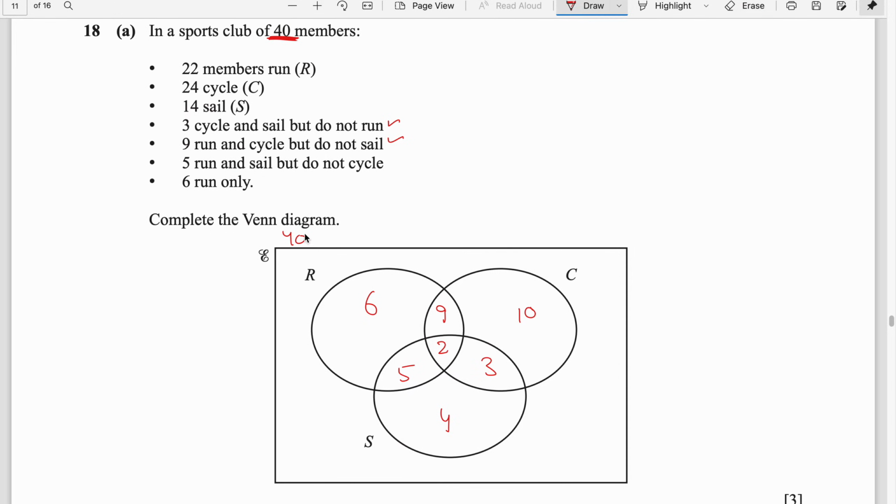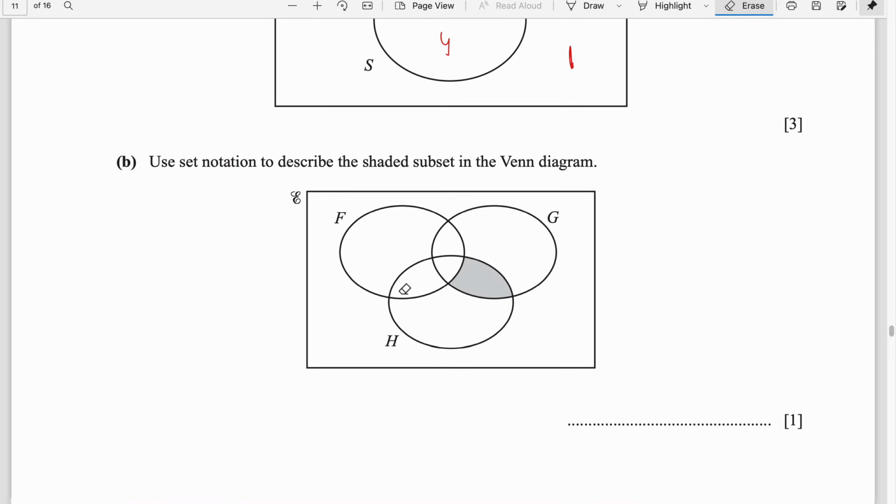Last thing left: we had a total of 40, so we add all these. 6 plus 9 is 15, plus 10 is 25, plus 5 is 30, plus 2 is 32, plus 3 is 35, plus 4 is 39. So we are left with 1 which should lie outside all these, and this is your final Venn diagram.